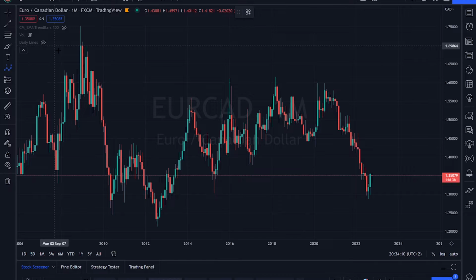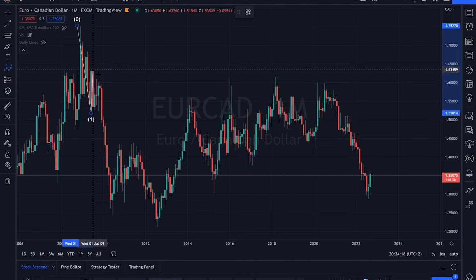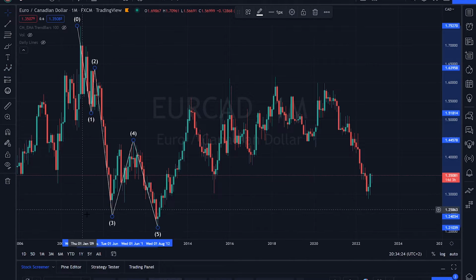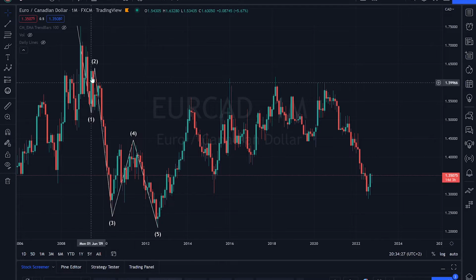So let's start from the monthly time frame, where we have the beginning of this trend, and it seems to me like we have a 1, a 2, a 3, a 4 and a 5. So that's a complete downtrend here, which means that this whole section here is a correction to this downtrend.